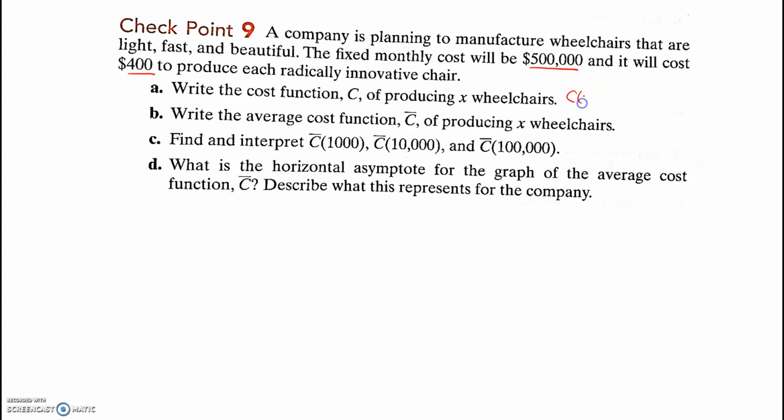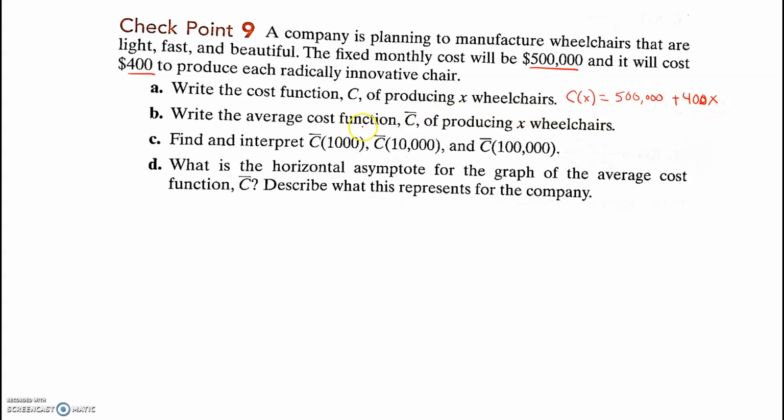So our cost is going to be $500,000 because we're going to pay that regardless, plus 400 per chair. Oops, that's a 0. 400 per chair. So our cost is the original 500,000 plus 400 per chair.